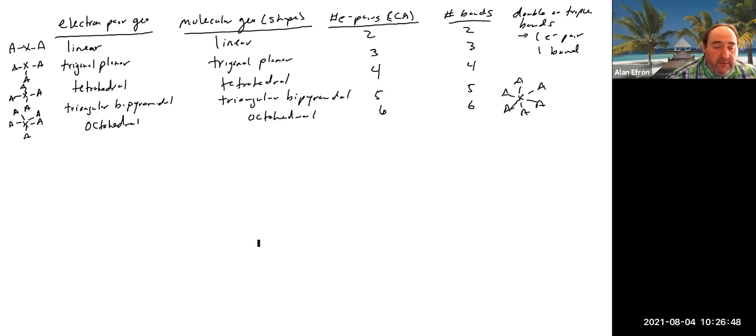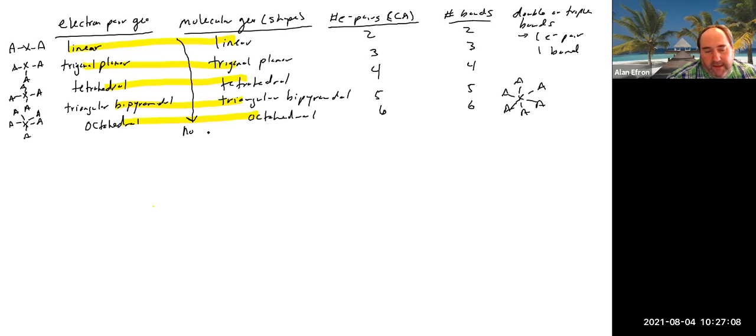So what we saw was that if we draw our Lewis structure and we have absolutely no dots on the central atom, so no non-bonding electrons, both of these names will be the same. These are the same all the way through here because there are no non-bonding electrons around the central atom, and the molecular geometry and the electron pair geometry will be the same.